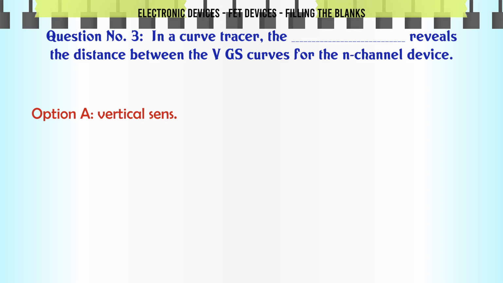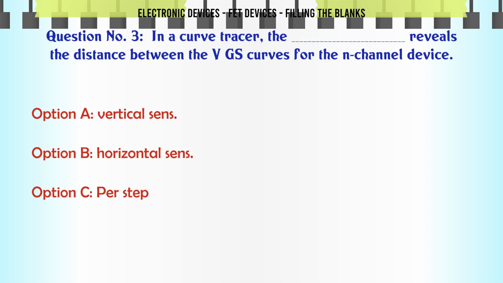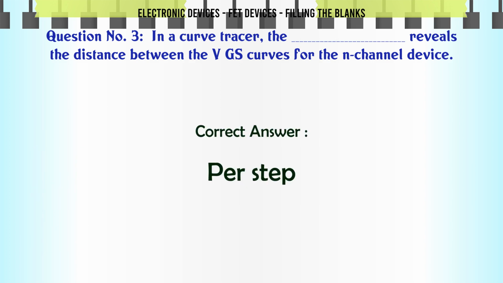In a curve tracer that reveals the distance between the VGS curves for the N-channel device. A. Vertical sense. B. Horizontal sense. C. Per step. D. gm. The correct answer is per step.